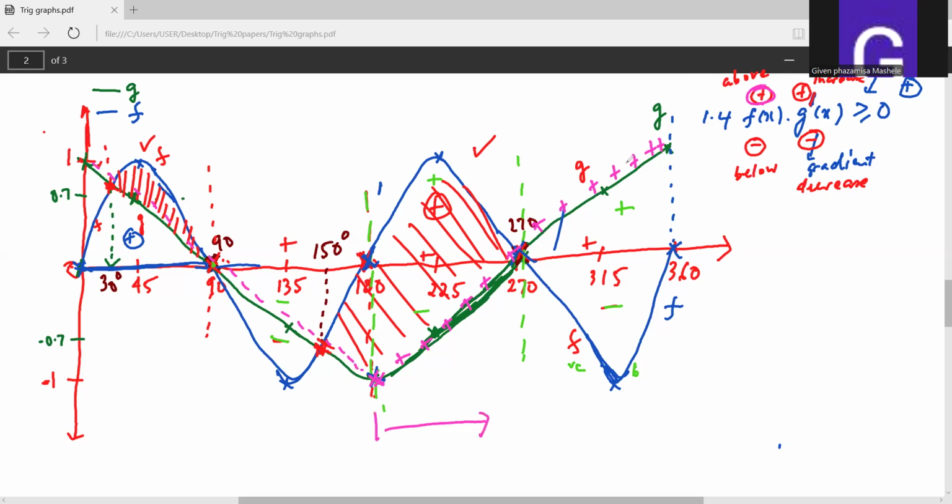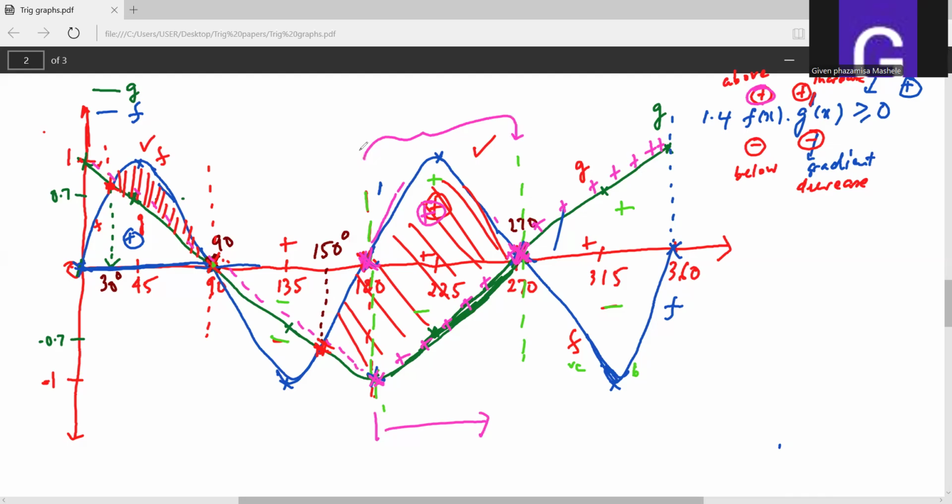So now, this is for g, right? It's increasing. But where do we have the graph increasing and, at the same time, f above the x-axis? It's from here up until here. It's from 180 up until 270, because the graph of f is above the x-axis, which means it's positive. And at that time, the graph of g is increasing. So the first answer will be, we'll consider from 180 to 270.